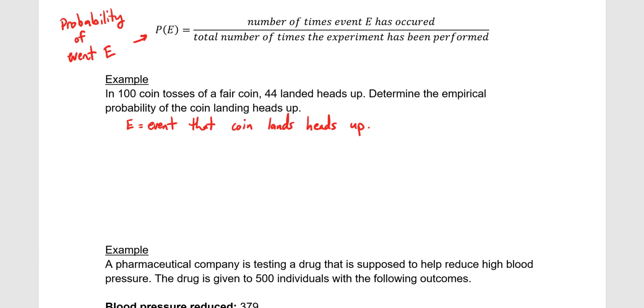So let's let event E be the event that the coin lands heads up. So the empirical probability is going to be the probability of event E equals the number of times E occurred, which was 44, divided by the total number of times the experiment has been performed, 100 tosses total, so 44 out of 100. You can reduce that fraction, or you can write it as a decimal, which would be 0.44. We tend to not use percentages as much in probability, but that would represent 44%.